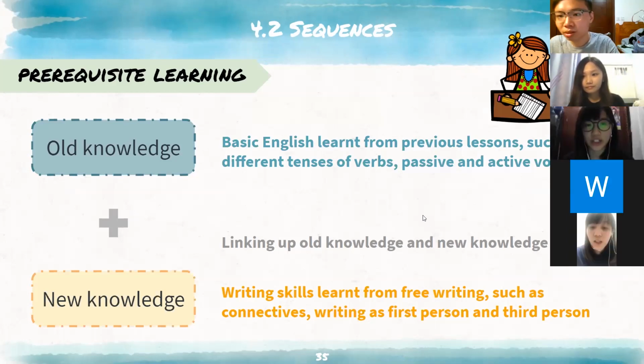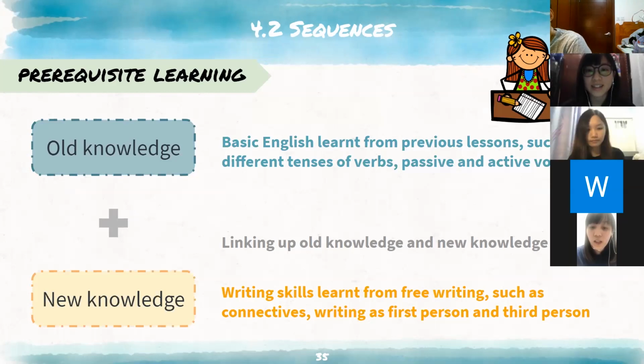The second strategy used in the principle of sequence is prerequisite learning. It helps students to learn by linking up the old knowledge and new knowledge together. The old knowledge means the basic English language learned from the previous lessons, such as the different tenses of verbs, passive and active voice. The new knowledge would be the writing skills learned from free writing, for example, writing in first person and third person. Through the practice of free writing, students would become familiar with English writing in an effective way.